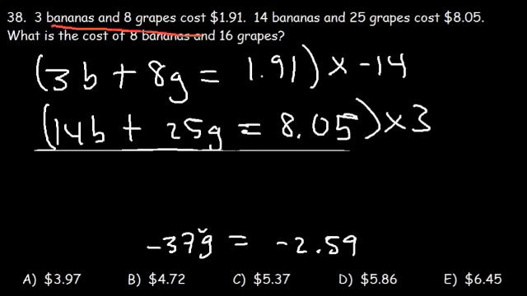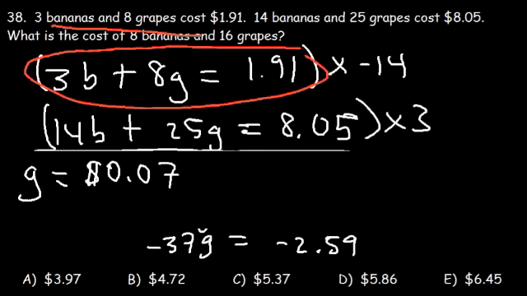So if we divide both sides by negative 37, G is going to be, let's see, negative 2.59 divided by negative 37, which is equal to 7 cents. So that's the cost of one grape. Now, using this equation, let's find the cost of a banana. So let's solve for B.